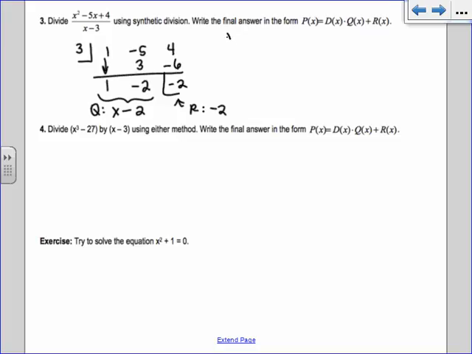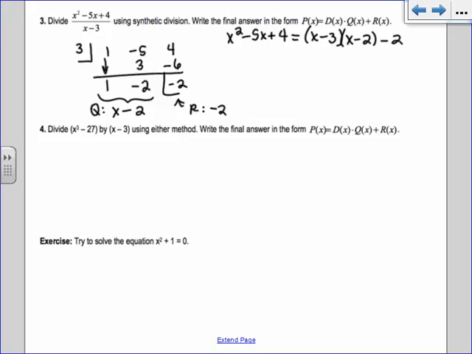So our p of x is going to be x squared minus 5x plus 4. Our d of x was what we divided by, which was x minus 3. Our quotient was x minus 2, and our remainder was minus 2. So if you check, if you FOIL it out, you get x squared minus 5x plus 6, minus 2 gives you the plus 4, like you wanted. So you can check. You can multiply it out quickly, and you get it.